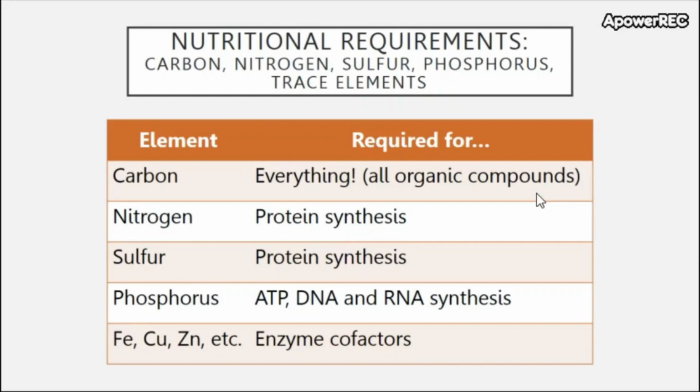Sulfur is also a compound that's in some of the amino acids that we have in our bodies, and in bacteria, of course, in all life, and so therefore it's also required for proteins. Next is phosphorus. Phosphorus is a component of ATP, adenosine triphosphate, DNA, and RNA, so it's important for synthesis of all of those molecules. And then we have a bunch of these other trace elements, like iron, copper, zinc, etc. They're used for enzymatic reactions. They help enzymatic reactions take place, so they're called enzyme cofactors.